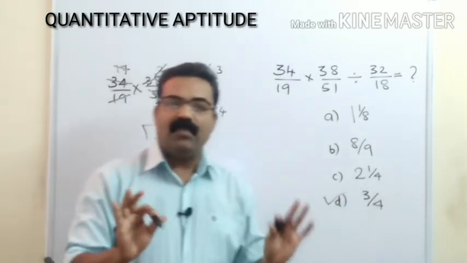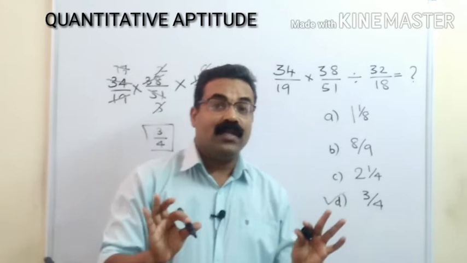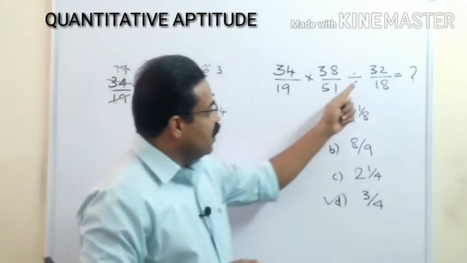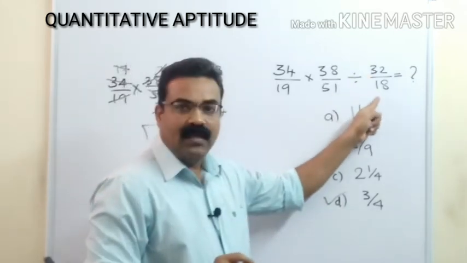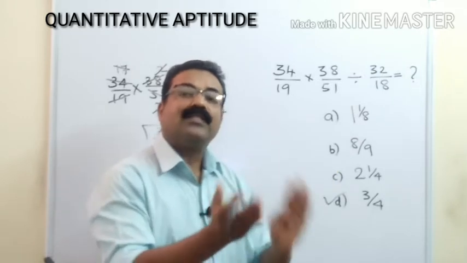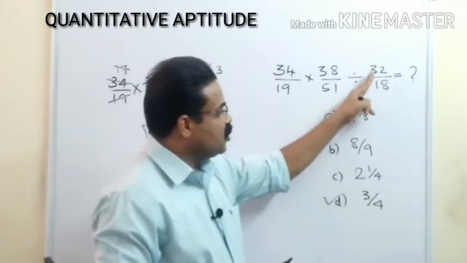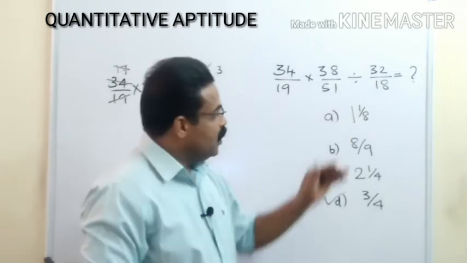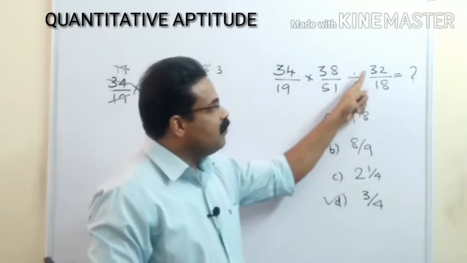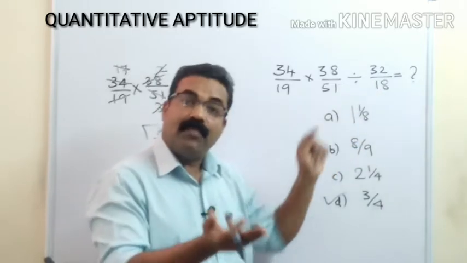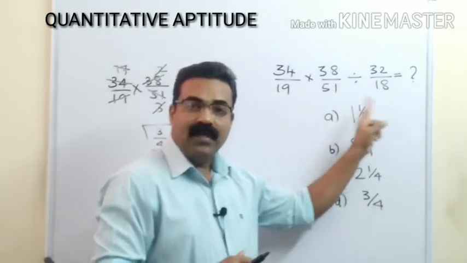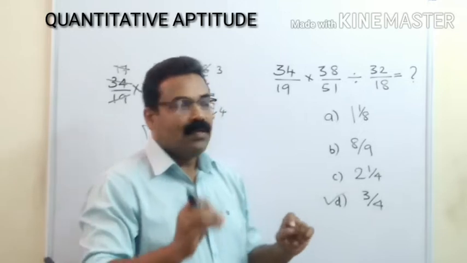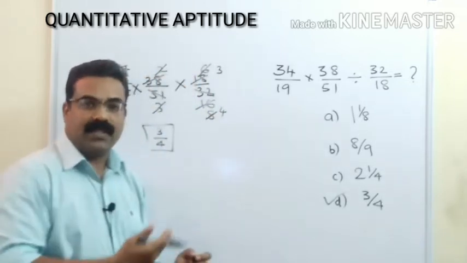So this is just a simplification. What is the important point we need to remember here is any number divided by a fraction, you can multiply that by the reciprocal of that fraction. 32 by 18, what is the reciprocal? 18 by 32. So if you want to divide a number by 32 by 18, you can multiply that by 18 by 32. Very important point. Please note it. Then we'll go to the next question.